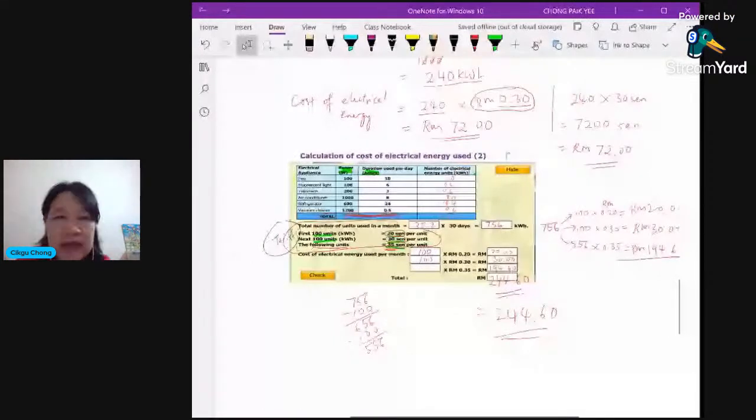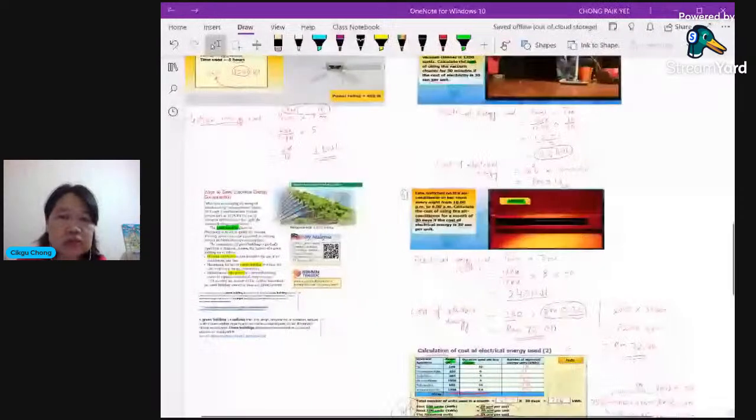All right. So so far, this is what I want to tell you, how to calculate your electrical bill. You need to remember this formula. First, calculate the electrical energy used. Make sure it's in kilowatt hour. Then next one, you times the cent. How many cents per unit? Okay, 244.6. Then you find the final answer.